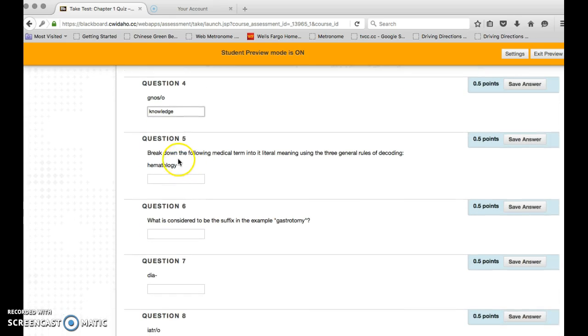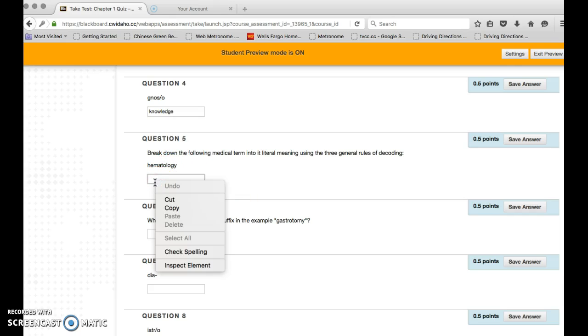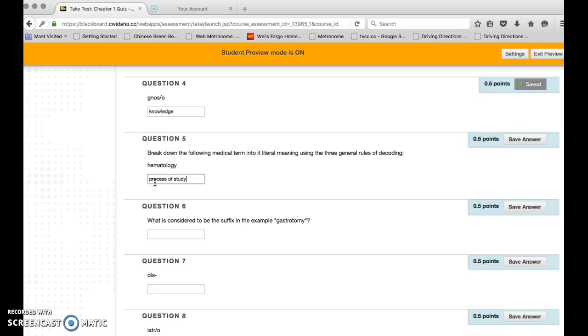Okay, so again, here we are with a breakdown using the general rules. We start with the end. The process of study, right? Logy means study, or excuse me, y means the process, and log or logo means study. So the process of study of hemato, which is the combining form of blood. Okay, so that's what I'm looking for there.